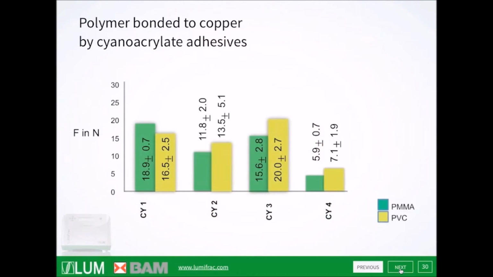The second example addresses polymer bonded to copper by cyanoacrylate adhesives. Also here, a fast ranking of the adhesive and material combinations is possible. The standard deviation is somewhat higher, between 10 and 20%. However, it is much smaller than in a tensile testing machine, as no shear forces are present.